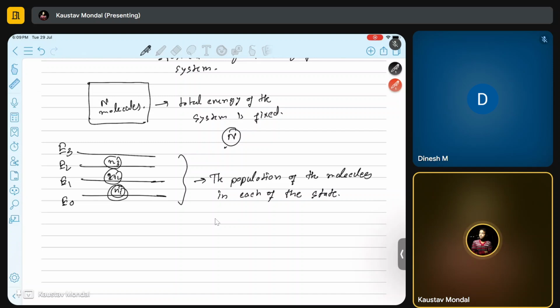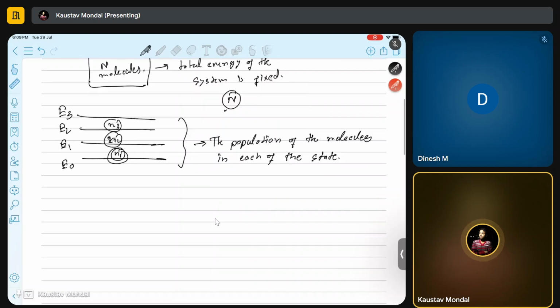Later we will find out that this also depends on temperature. So this whole thing we have to find out at a constant temperature T.